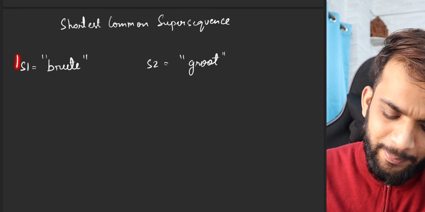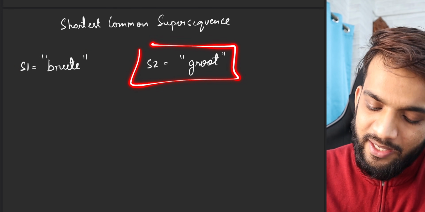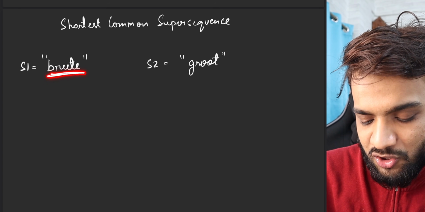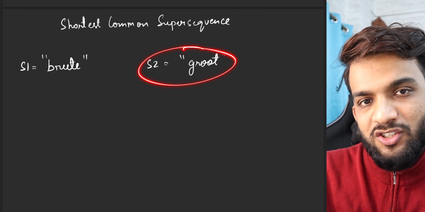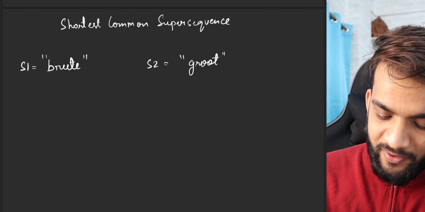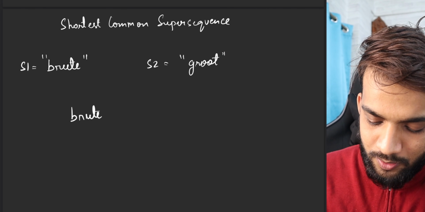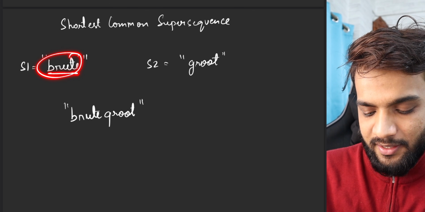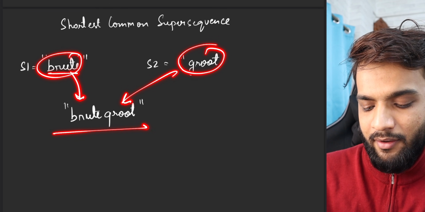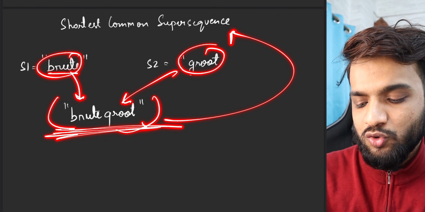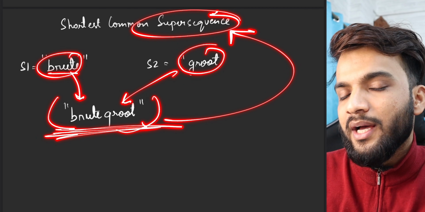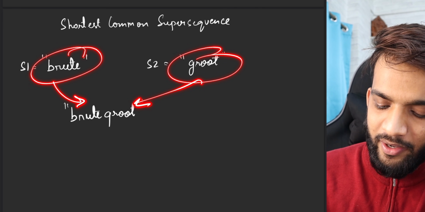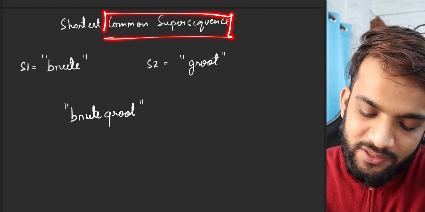So, what does a super sequence exactly mean? You'll be given a string S1 and a string S2. You have to make a string such that S1 is in it and S2 is also in it. For example, if I make a string by combining brute and brute, I can say brute is there, brute is also there. So this can be called a super sequence, a common super sequence, since both of these are over here.